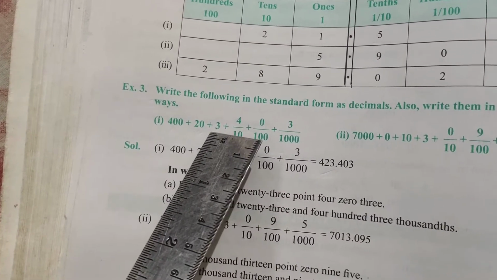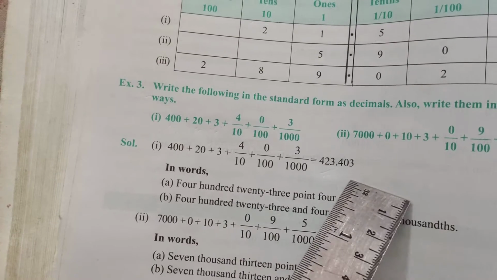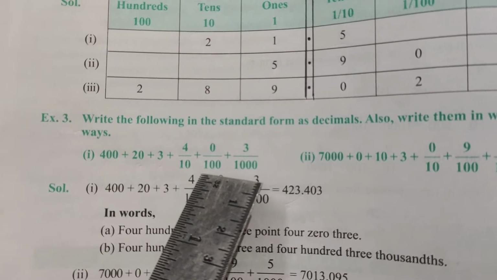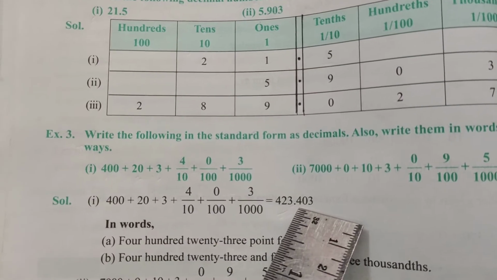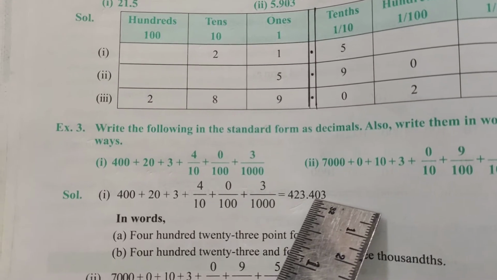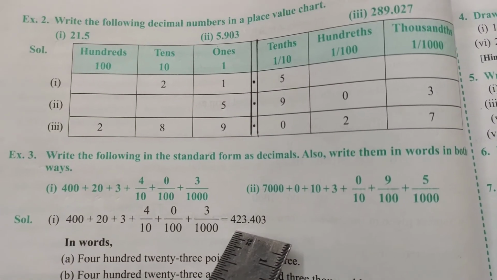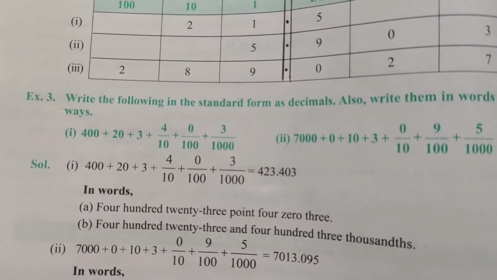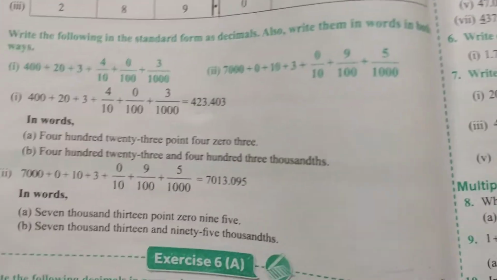So 423 is on the left side of the decimal. Then there is this decimal sign, the point. On the right side you have 4 by 10. 4 by 10 means 4 into 1 by 10, so 4 is in the tenths house. So right after the point, 4 will come. 0 is in the hundredths house, so 0 comes after 4. 3 is in the thousandths house. So in this form you will write the decimal this way. In words you will pronounce it as 423.403.